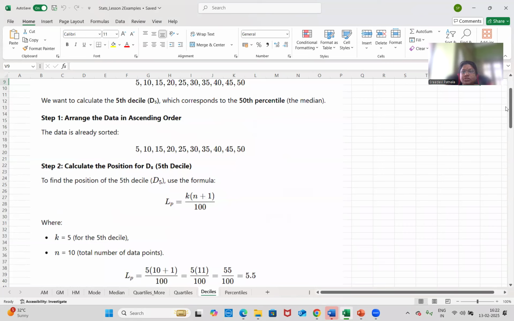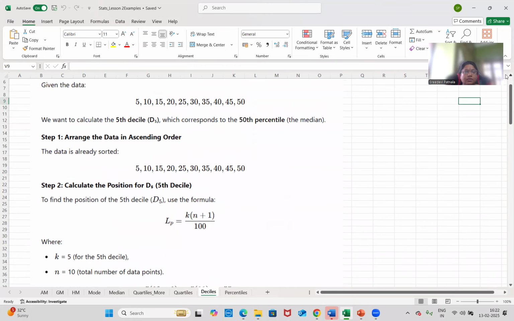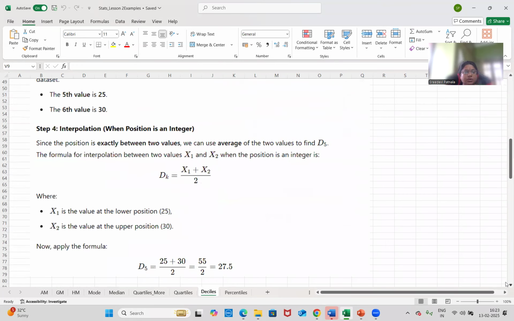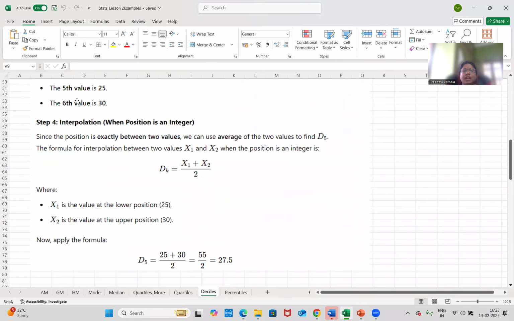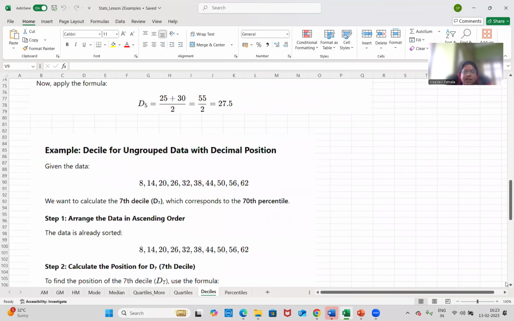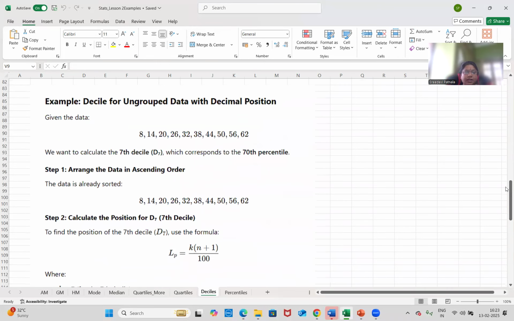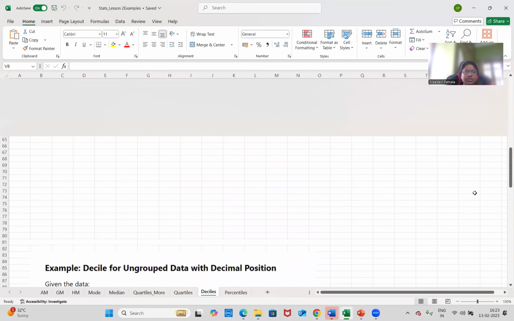Where is your position? Sorry. 1, 2, 3, 4, 5. So 5.5 means between the fifth and sixth positions. The fifth value is 25 and the sixth value is 30. Just interpolate, x1 plus x2, which are 25 plus 30, divided by 2, and you will get the value. So that's about calculating the decile for the decimal position.